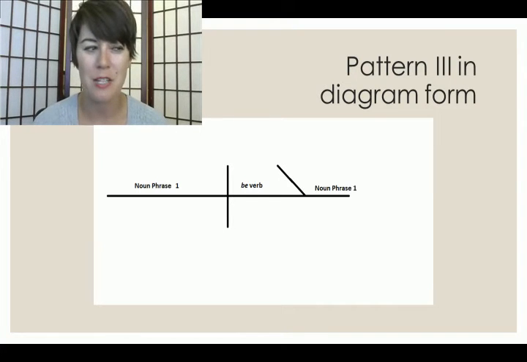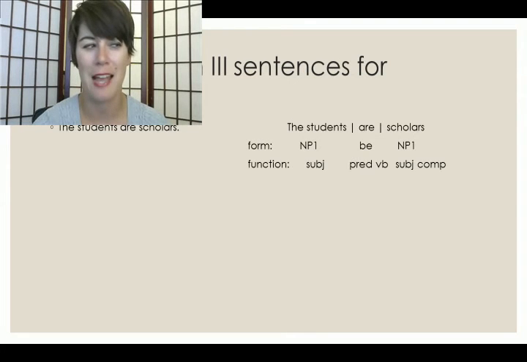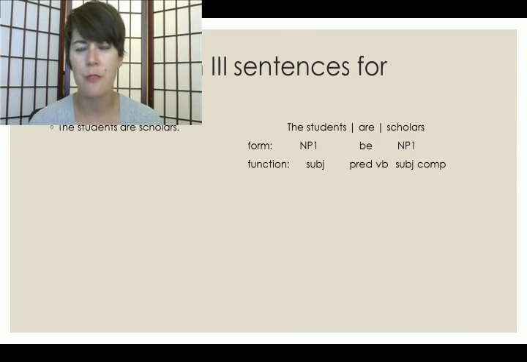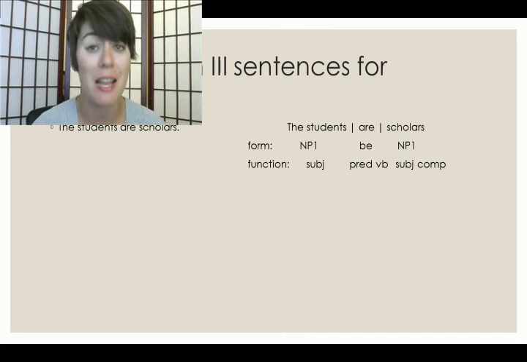Luckily for us, there's really only one pattern in form that we're going to see here for the diagram. Noun phrase 1, be verb, noun phrase 1. You'll notice that, once again, the subject complement line is slanting back towards the subject, the thing the subject complement is modifying. And I've prepared a few more sentences for practice. The students are scholars. In form, we have noun phrase 1, we have our be verb, and then guess what? We have noun phrase 1 again. In function, the subject, the predicating verb, and the subject complement.